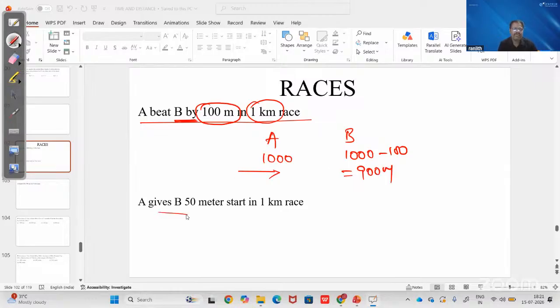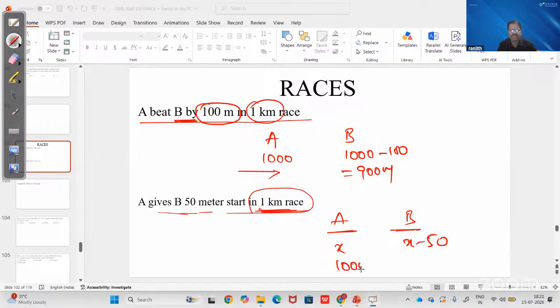Next. A gives B a 50 meter start in a 1 kilometer race. That is nothing but, if A starts at X, then B starts at X minus 50. So here it will be a 1 kilometer race. A has to run a total of 1000 meters and B is running only 950 meters. A gives a 50 meter start in a 1 kilometer race.